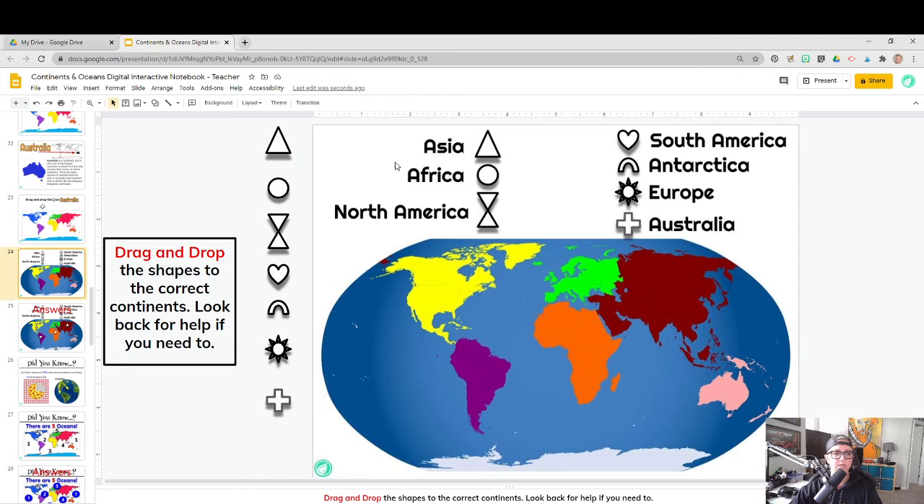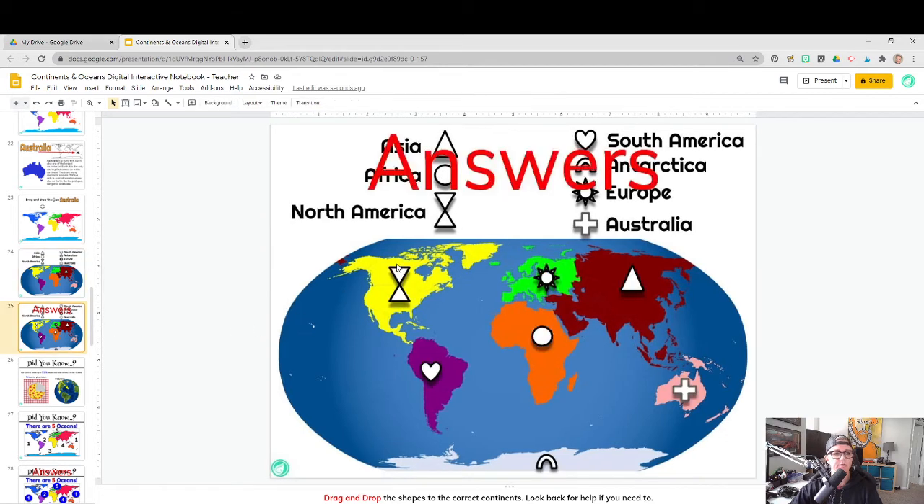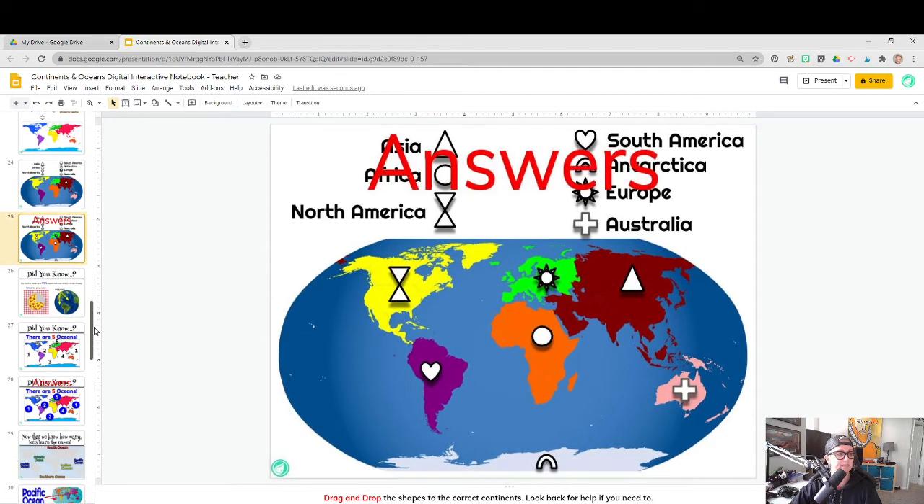So I've got a little key here. So Asia would be the triangle. So I'm going to move the triangle over. These shapes are the exact same shapes that they used in the previous slides. So now we're just making it comprehensive and putting it all together at the end so that they would drag all of their shapes over to create something like this. And this is your answer key as a teacher that you get in your teacher slide deck.